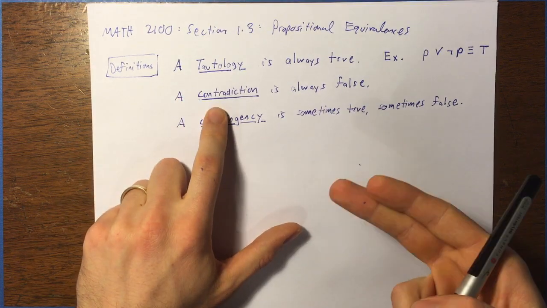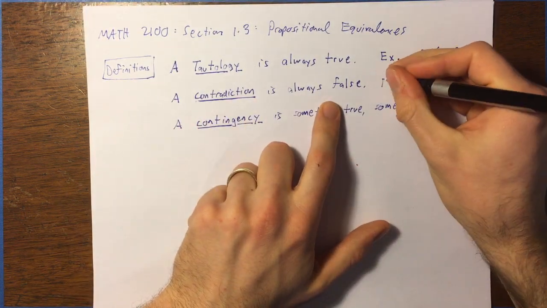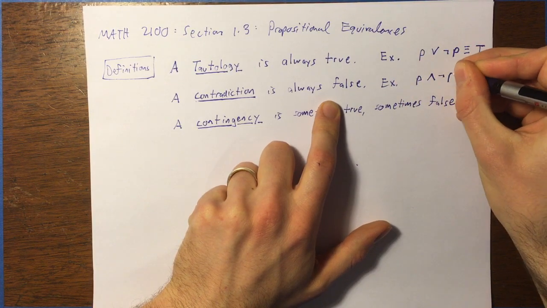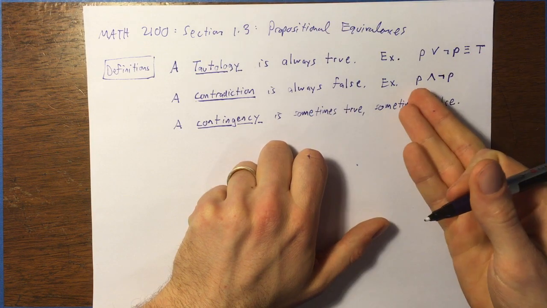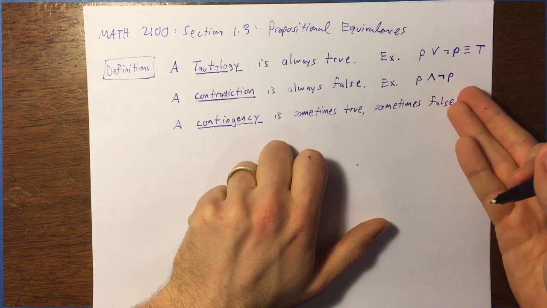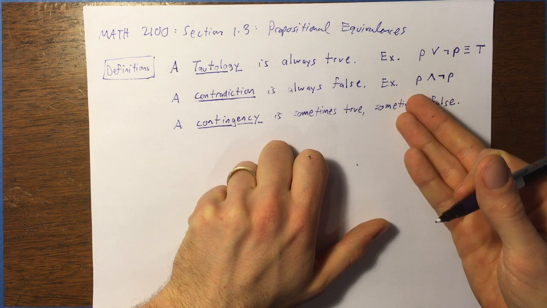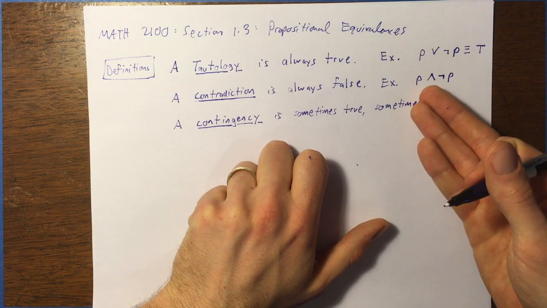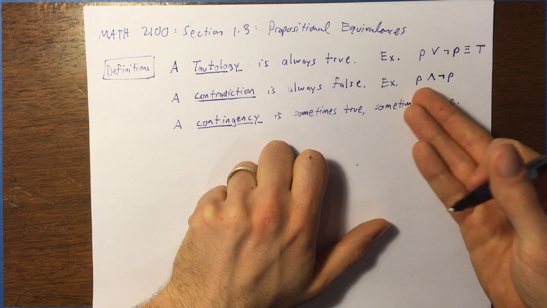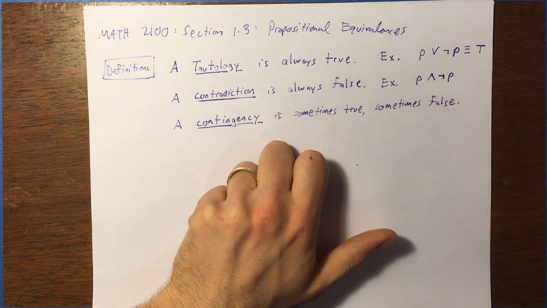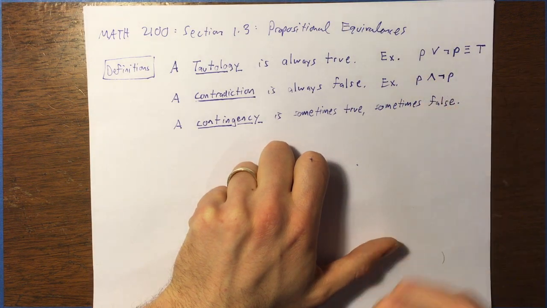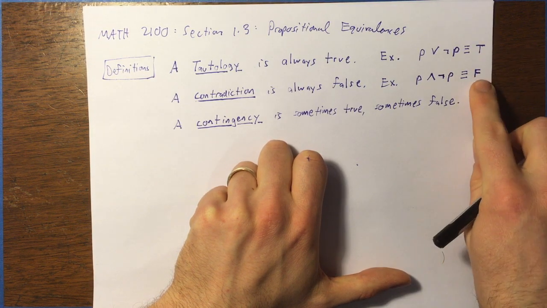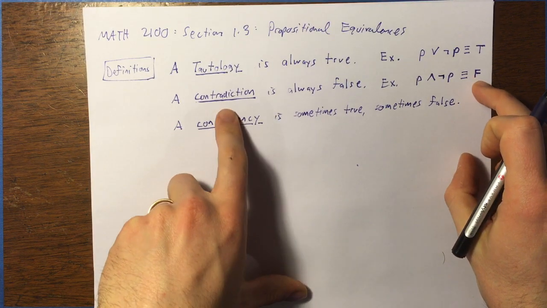Now a contradiction is the opposite of that. It's a proposition which is always false. An example of that, you can probably guess, is P and not P. Again, out of the two propositions P and not P, one of them is guaranteed to be false, right? If it isn't P, it's the negation of P. If it is P, well then you're done. So one of them is going to be false, and therefore the and is guaranteed to be false. That means that this is equivalent to F. So the constant value F represents a contradiction.